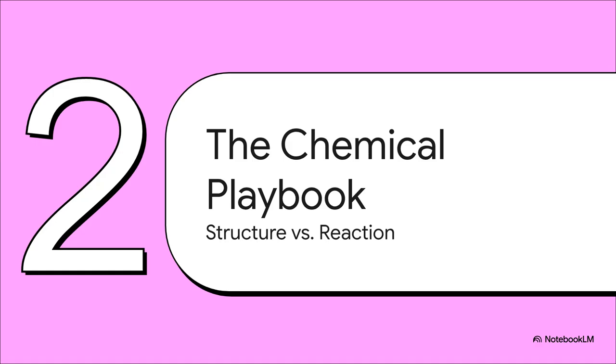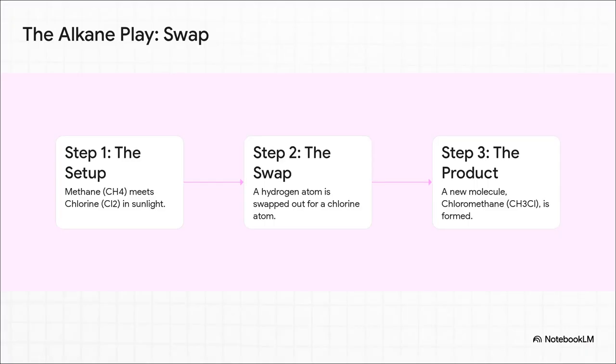So let's actually see these two plays, the swap and the join, in action. First up, the stable alkane. Let's take methane, which is the main gas in CNG. It meets chlorine, but only in the presence of sunlight. That light provides the energy to force a reaction. A hydrogen gets knocked out, and a chlorine atom takes its place. It's a classic swap, a substitution.